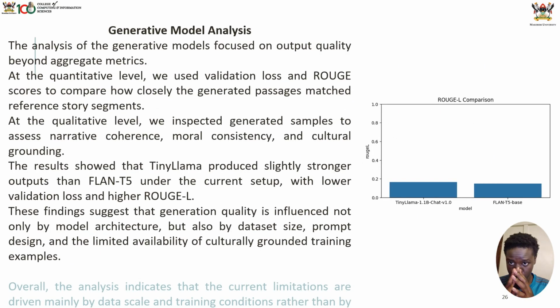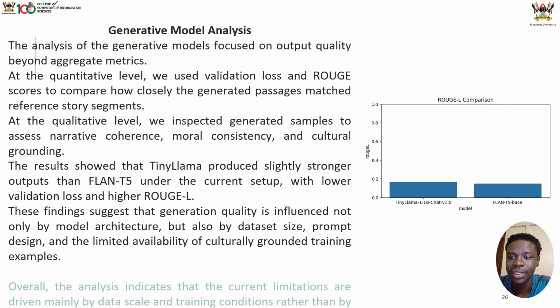Here you have the generative model analysis. In this slide, we analyze the results of our two generative models. We look at output quality beyond just numbers. We use validation loss and ROUGE scores to compare how closely the generated stories match the reference texts. We also manually inspected the generated stories to check for narrative coherence, moral consistency, and cultural grounding.